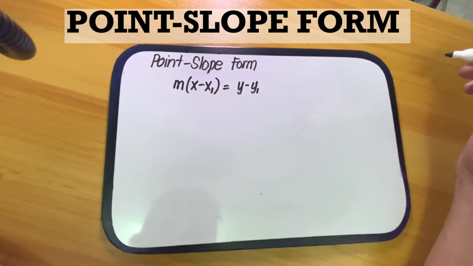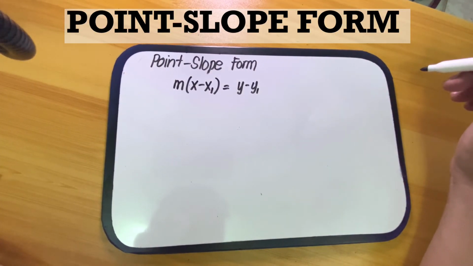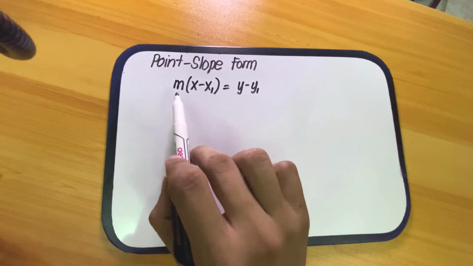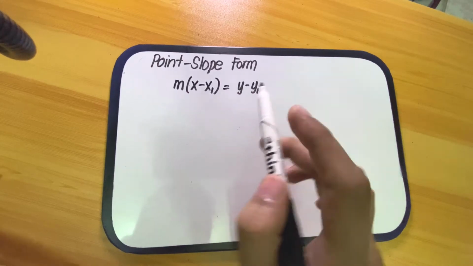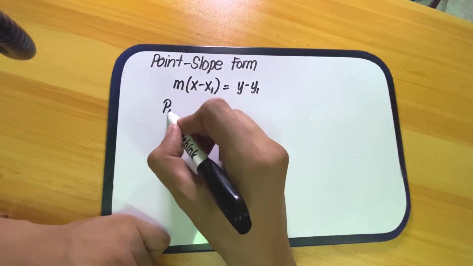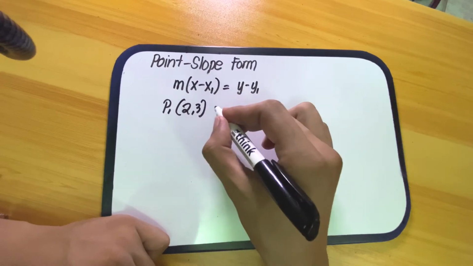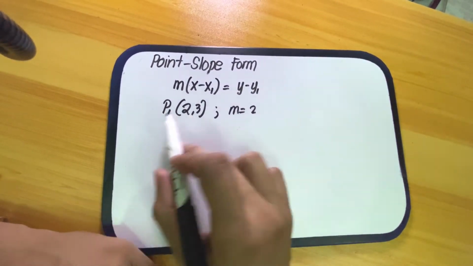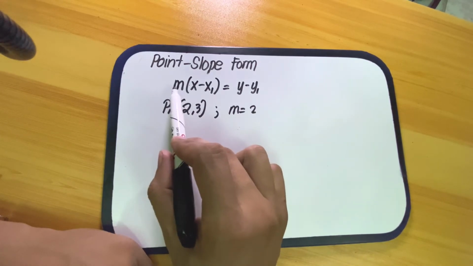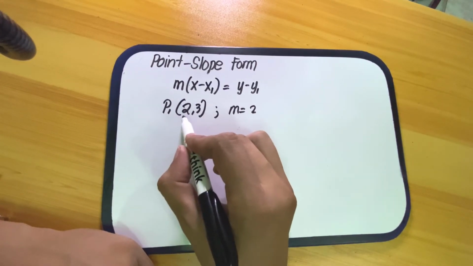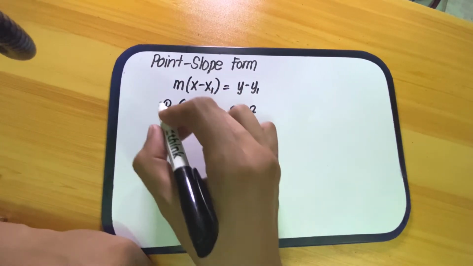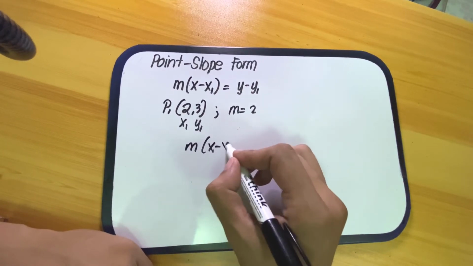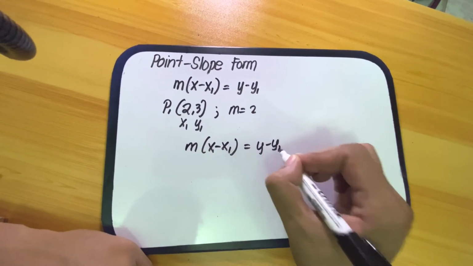Okay, we'll have the third method, point slope form. So in the point slope form, you will be given a point and a slope. Okay, so this is the form: m times the quantity of x minus x sub 1 equals y minus y sub 1. So you will be given a point. For example, point 1 is 2, 3. Then your slope is 2. So these values will be substituted to the formula or form. Okay, so before that, this is your x sub 1 and this is your y sub 1. Okay, so using the formula, m times x minus x sub 1 equals y minus y sub 1.